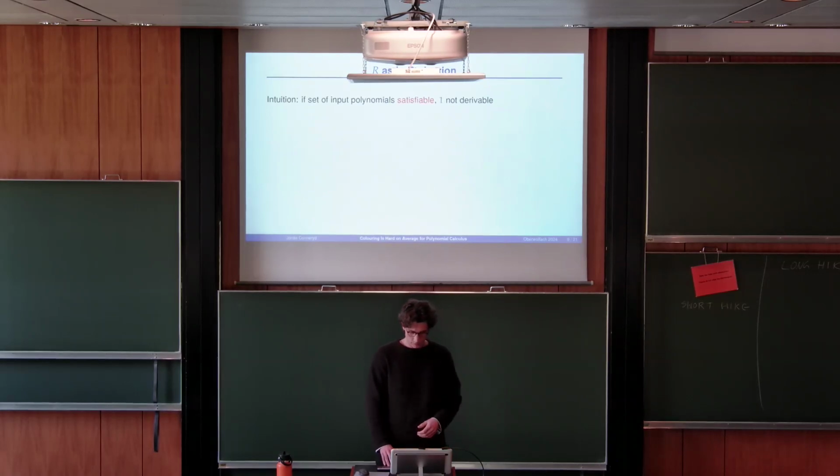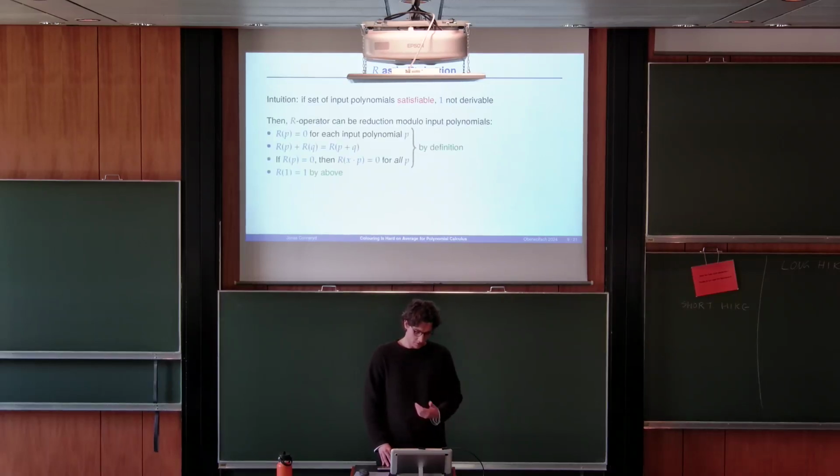So I'll try to sketch why R operators are related to reduction modulo ideals. If your set of input polynomials were satisfiable, then you could not derive the polynomial 1, and this is by soundness of the proof system. But if this were the case, then an R operator could just be reduction modulo the set of input polynomials, because certainly they are in the ideal that you're reducing by, so they're mapped to 0 by the operator. Not hard to see that the operator is linear. And by definition of an ideal, if something is in there, then a variable times that something is also in there. So then it satisfies this multiplicative property as well.